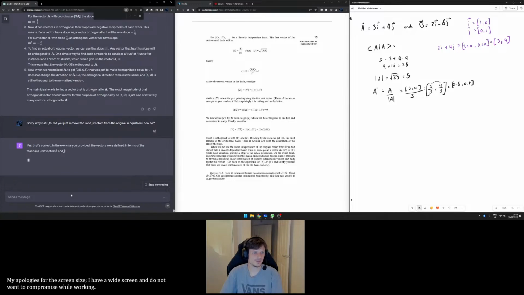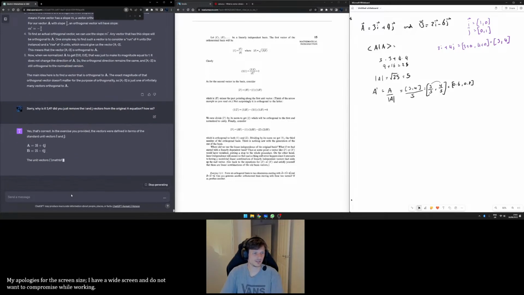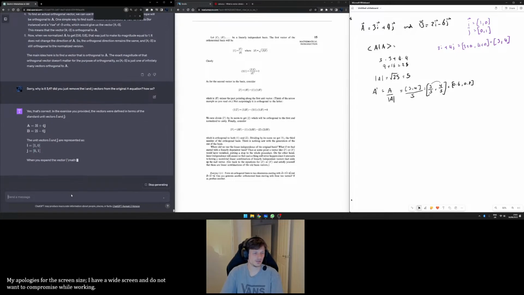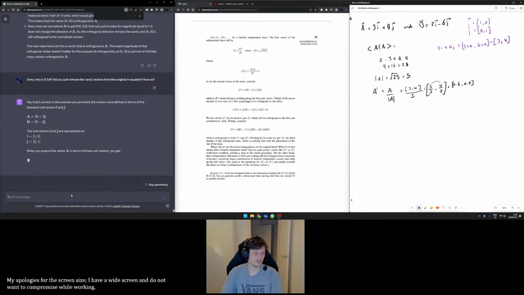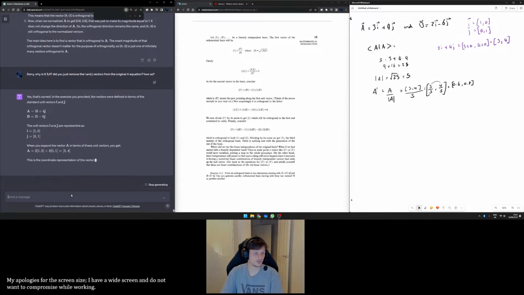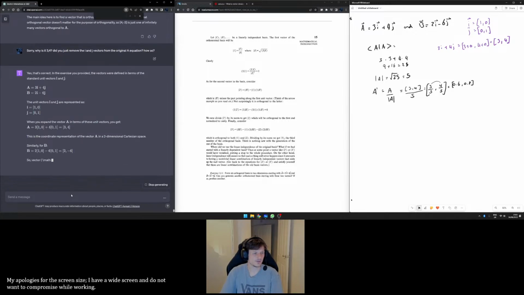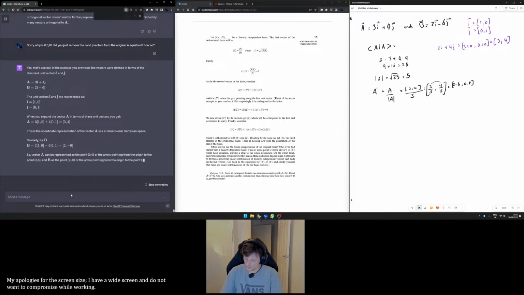In the exercise you provided, the vectors were defined in terms of the standard unit vectors i and j. The unit vectors i and j are represented as 1, 0 and 0, 1. When you expand the vector A in terms of these unit vectors, you get 3, 4. Okay. This is the coordinate representation of the vector A in a two-dimensional Cartesian space.